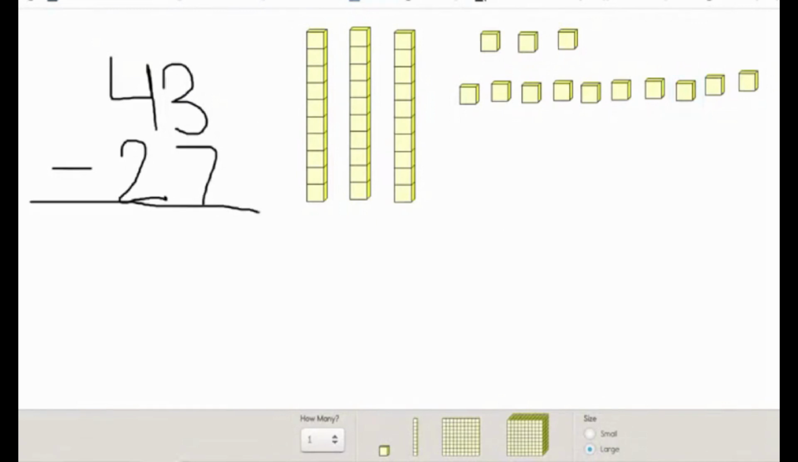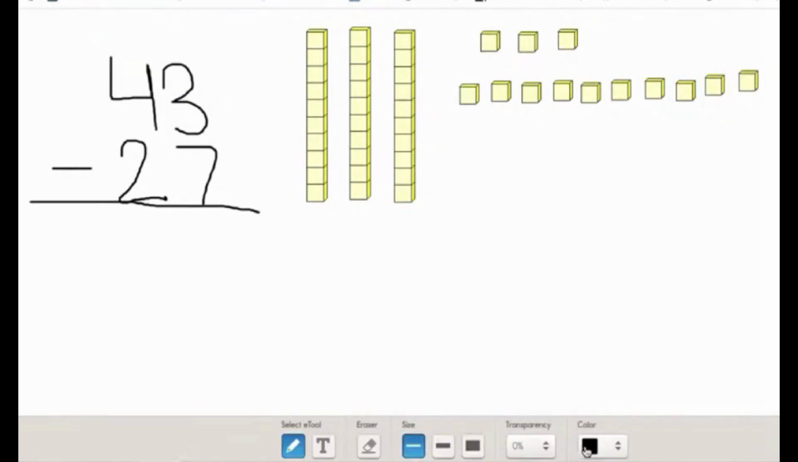So I'm going to now write how many ones we have. So we have 13 ones. I'm going to cross that 3 out. I'm going to place the number 13. So I have 10, 11, 12, 13. So right now you should be able to see how there are 13 ones. Now I have 1, 2, 3 tens. So I'm going to cross that 4 out. I had 4, but I took one of them and I broke it up into these 10 ones. So now I only have 3 tens.